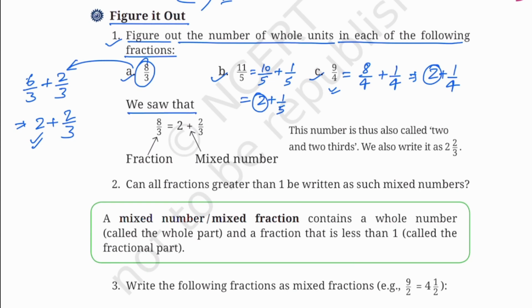We saw that 8 upon 3 is equal to 2 plus 2 upon 3. 8 upon 3 is a fraction, and if a fraction is more than 1 and written in this way, it is called a mixed number because it is a mixture of two numbers. So it is called a mixed number. This number is thus also called 2 and 2/3. We also write it as 2 whole 2 upon 3.